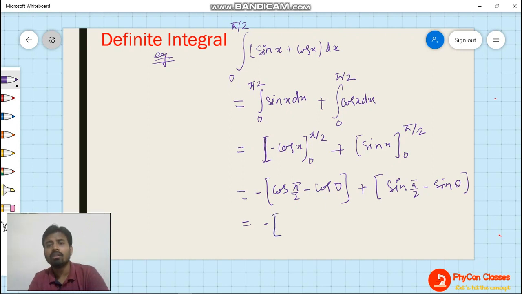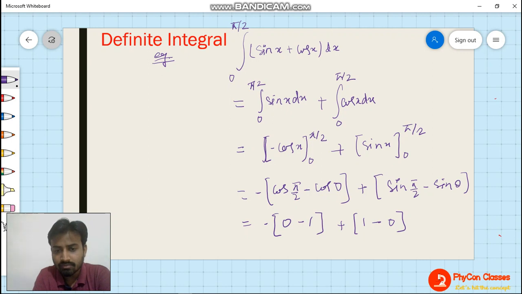What is cos pi by 2 value? Cos pi by 2 is 0. Correct or not? What is cos 0? Cos 0 is 1. So here it will be 1 plus sin pi by 2. Sin 90 value is 1 minus sin 0 is 0. Fine. Now this minus sign, when it is moving inside, minus into minus is plus 1, then this side it is again plus 1. So plus 1 plus 1 is going to be plus 2. So this is our answer.